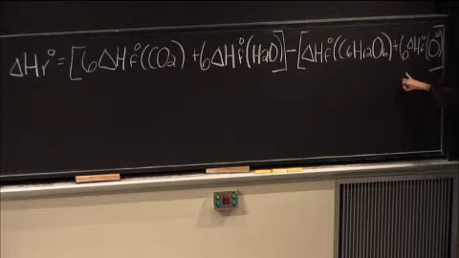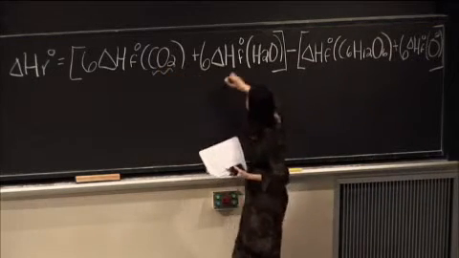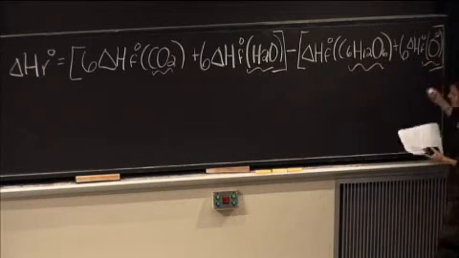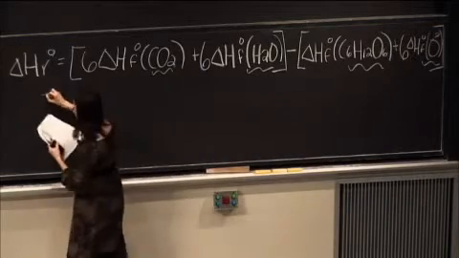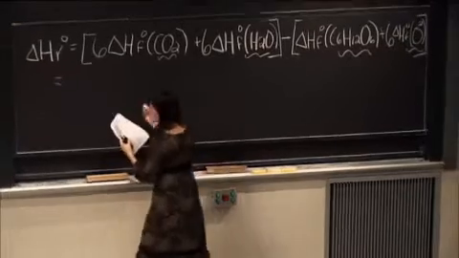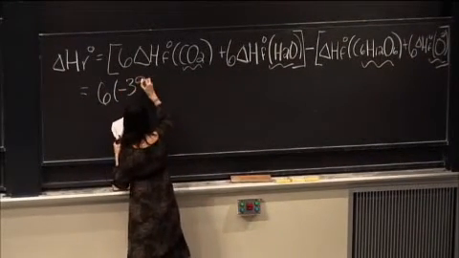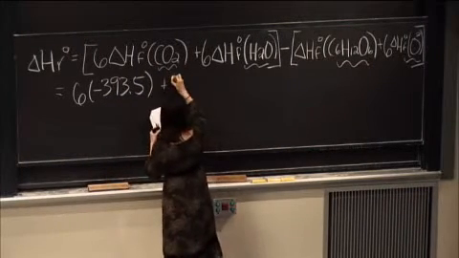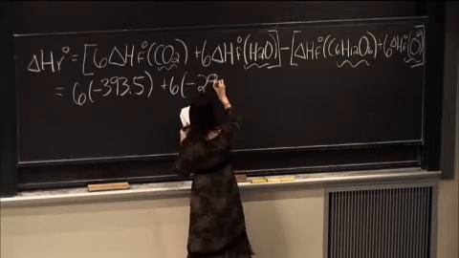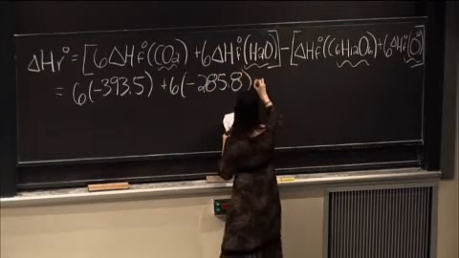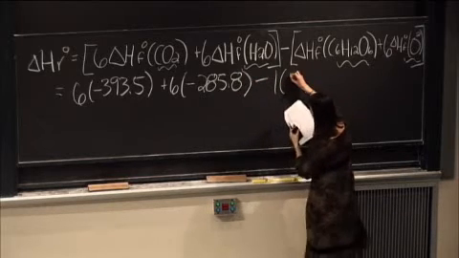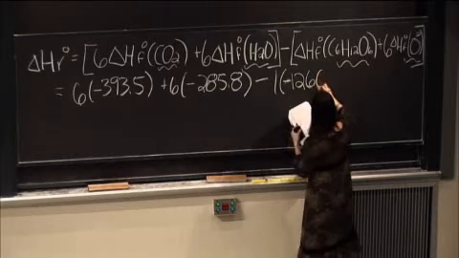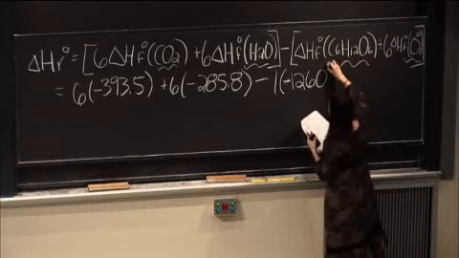And at this point, what we would do is we would look up what all of the delta H formation values are for CO2, H2O, sugar, and oxygen. So what we would find is that we end up having 6 times negative 393.5. That's what we had just looked up and told you for CO2, plus 6 times negative 285.8 for the water, minus 1 times negative 1260. So it's negative 1260 for our sugar here.